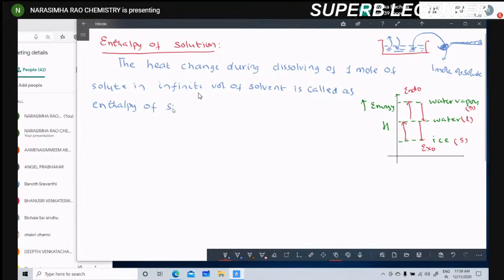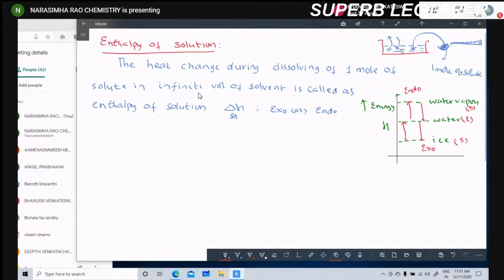Enthalpy of solution. It's clear. This is the delta H here. The solution enthalpy may be either negative or positive. It may be an exothermic or endothermic process. Why? Because it depends upon the nature of the solvent and solute. Let me discuss the 1 mole.